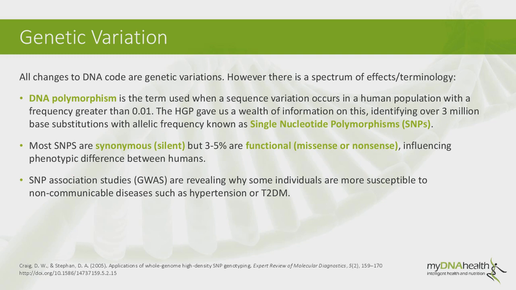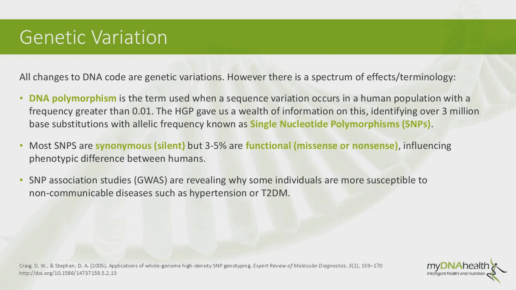So we're talking about 3 to 5% of these 3 million changes being what's known as functional, and they can induce changes either to the protein or cause the protein to be nonsense, or they can influence how the gene expresses itself. So there's a wide spectrum of effects there as well. So really we've cut down here again. We've gone from 3 million base substitutions, and then we're now looking at 3 to 5% of those, and we're really focusing on those, and they do have an effect on our phenotype, so what we express, and that's the difference between us all.